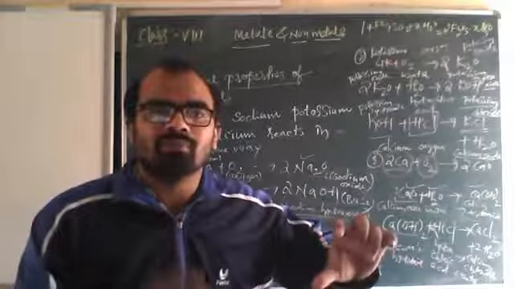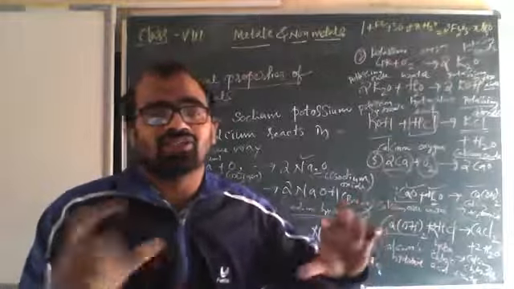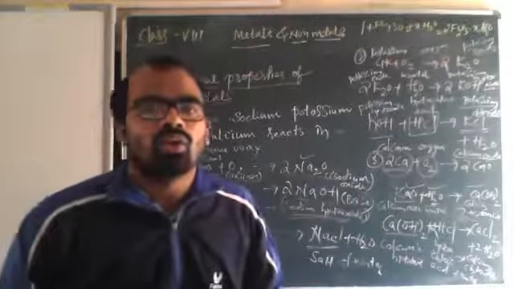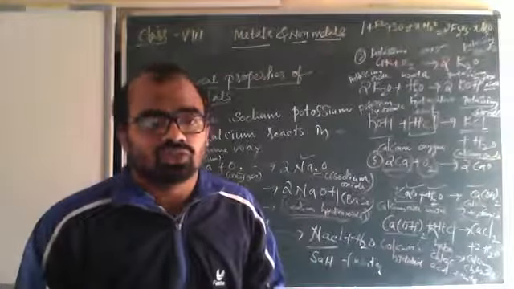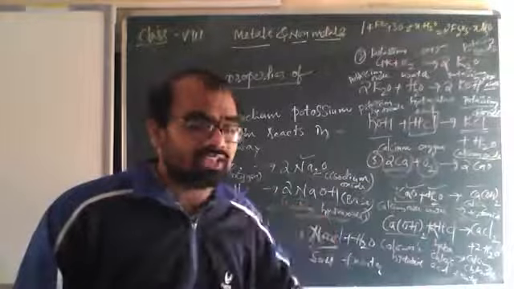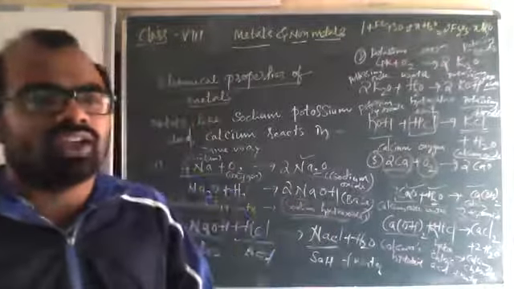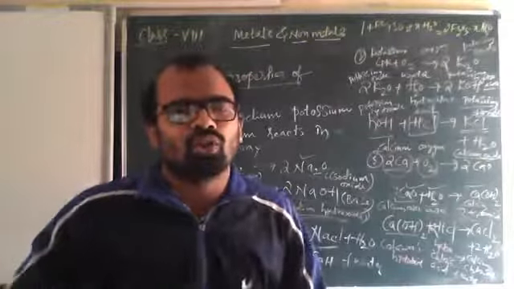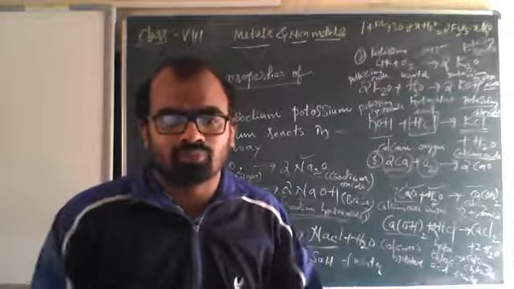KOH. K is potassium, OH is hydroxide. Potassium hydroxide. Ca(OH)2. Ca is calcium, OH is hydroxide, calcium hydroxide. Don't worry about the OH twice. Those are molecules. You don't worry about that now.